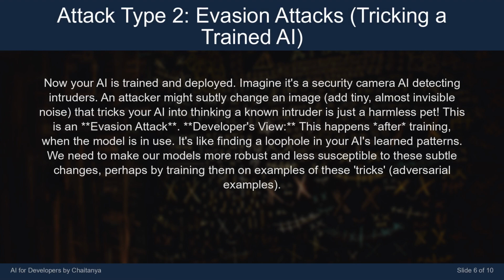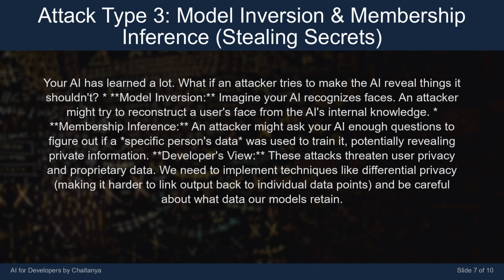Now your AI is trained and deployed. Imagine it's a security camera AI detecting intruders. An attacker might subtly change an image, add tiny, almost invisible noise. That tricks your AI into thinking a known intruder is just a harmless pet. This is an evasion attack. Developers, this happens after training, when the model is in use. It's like finding a loophole in your AI's learned patterns. We need to make our models more robust and less susceptible to these subtle changes, perhaps by training them on examples of these tricks: adversarial examples.